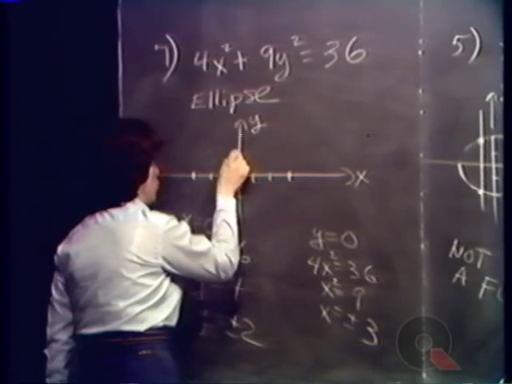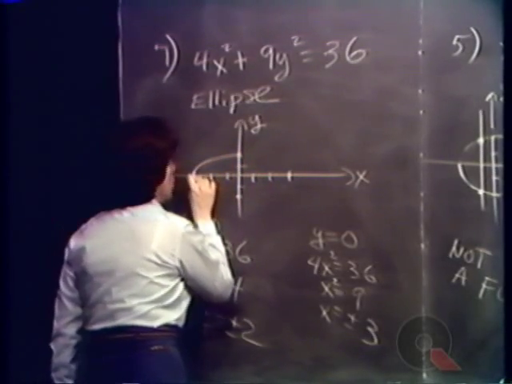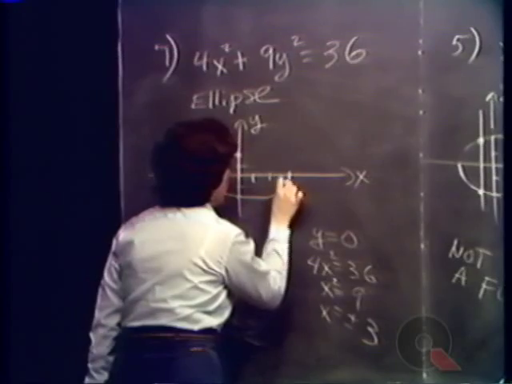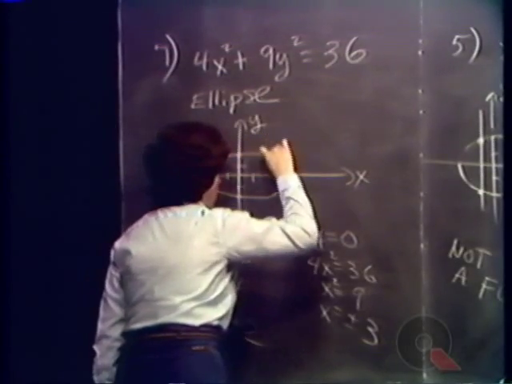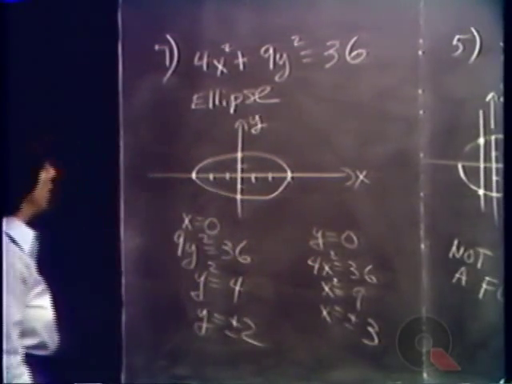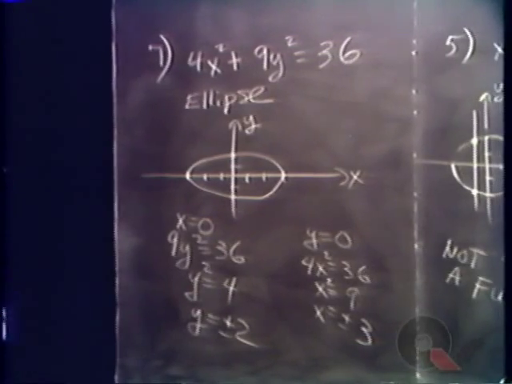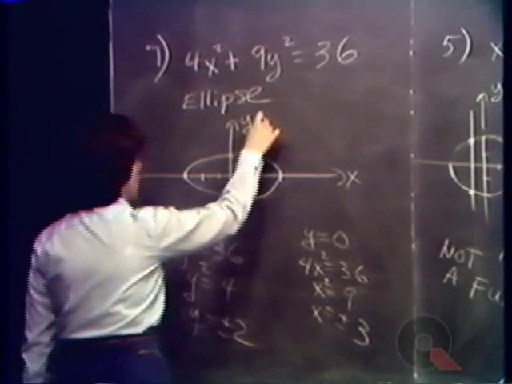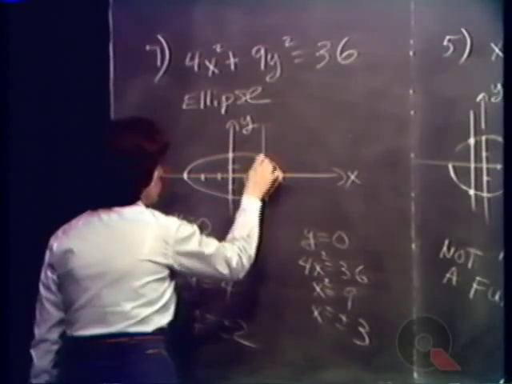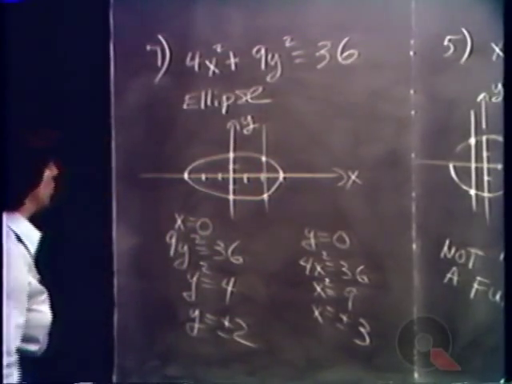And we will draw our ellipse, just going smoothly through these 4 intercepts, or try to do that at least. All right. This is not the graph of a function, since vertical lines obviously do cut the graph in more than one point.